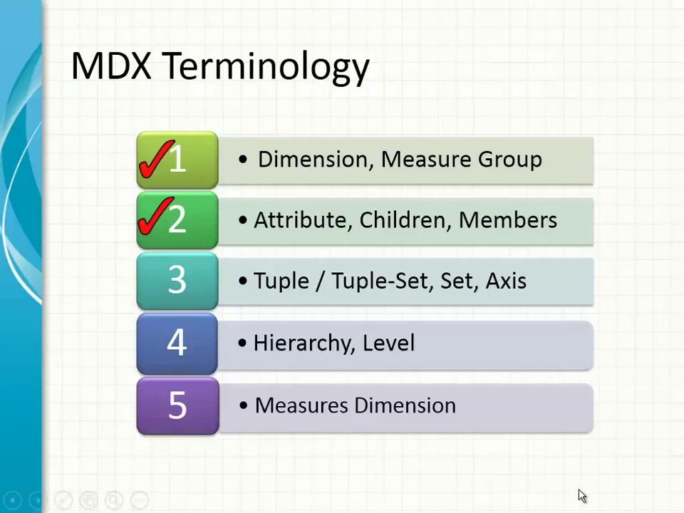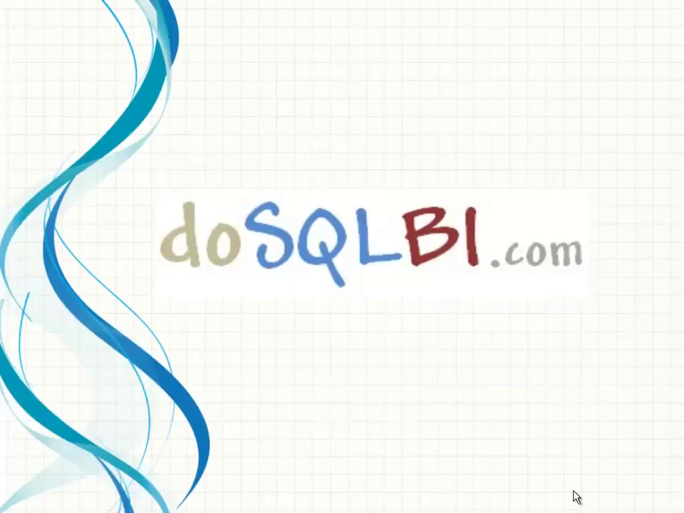To sum it up, in this video we looked at what is a dimension, what are measure groups, what are attributes, children, members, tuple and tuple set. In the next video we will cover the remaining items of this topic.